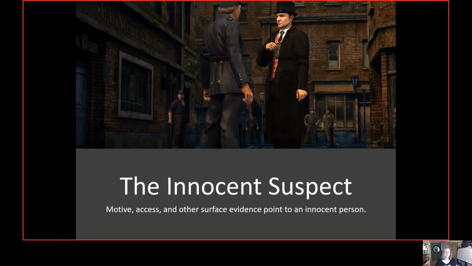There's also an innocent suspect. So in detective fiction, you have 5 main characters: the detective, sidekick, the criminal, the innocent suspect, and the victim. And there is always an innocent suspect, and at the beginning, motive, access, and other surface evidence point to this innocent suspect. This is to help throw the reader off track and prevent the reader from solving the crime they're reading about before the detective reveals who committed the crime.